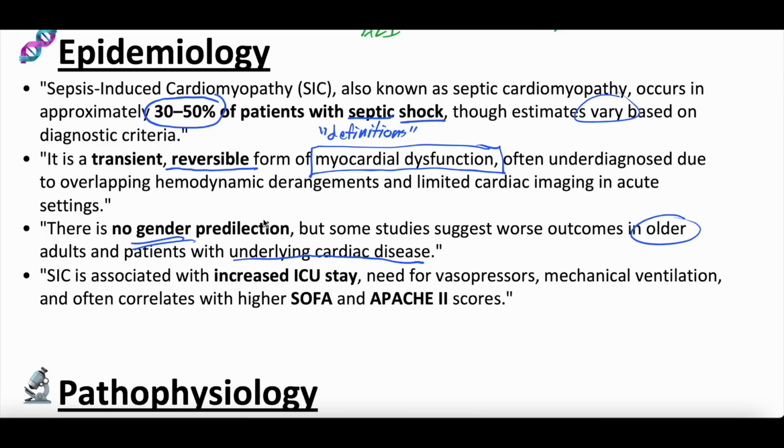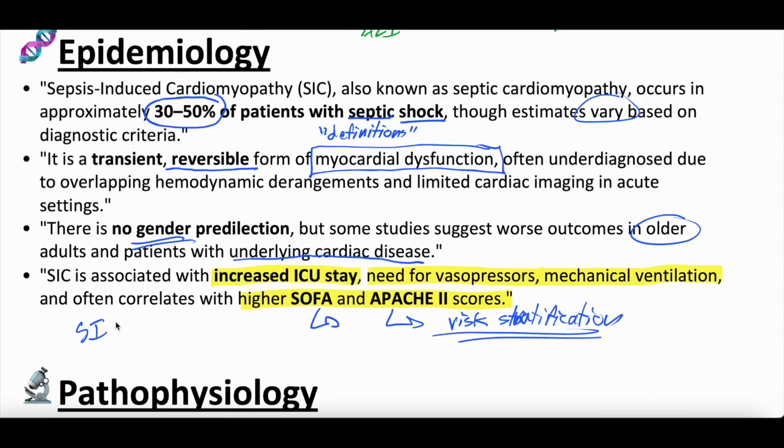It is also associated, we do know, with increased ICU length of stay, increased need for vasopressor support, mechanical ventilation, and often correlates with higher SOFA scores and APACHE II scores. These are two risk stratification scores that help us understand the severity of the septic shock. There's been some correlation with things like morbidity, mortality, and all that kind of stuff. So the summary here, which is no surprise, is that sepsis-induced cardiomyopathy seems to cause patients to be quote-unquote sicker.